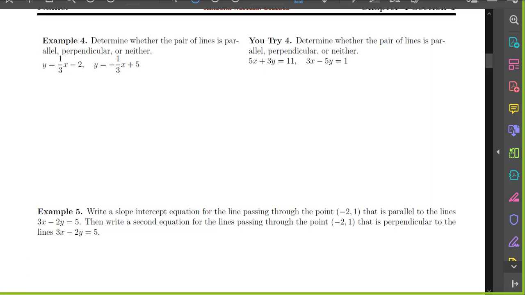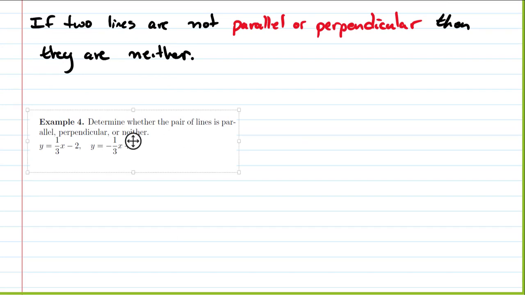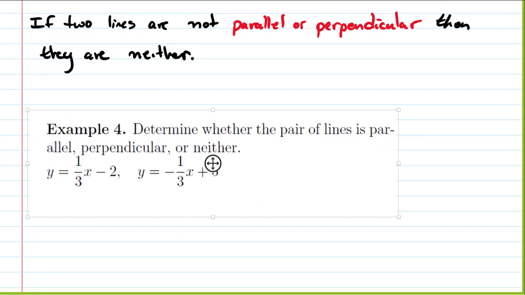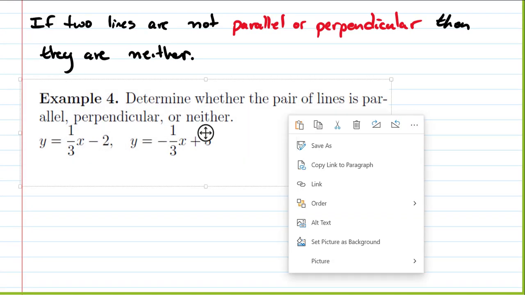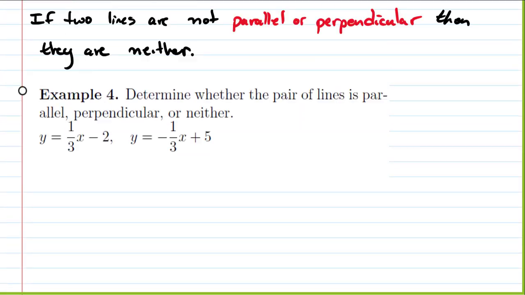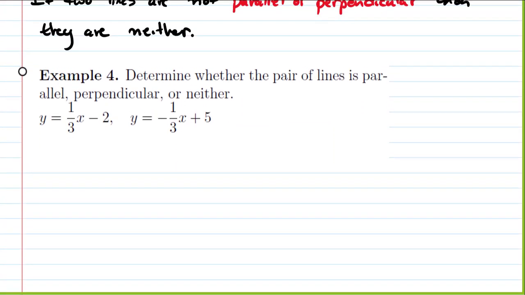All right, so now that we are armed with those definitions, we can answer the following question. Determine whether the pair of lines is parallel, perpendicular, or neither. So in order to use either of the definitions or both of them, we have to use the slope. Well, in this case, our lines are both in slope-intercept form, so we don't have to do any work. Our m1 is going to be 1/3, and our m2 is going to be -1/3.